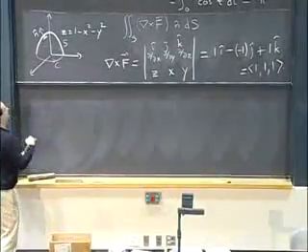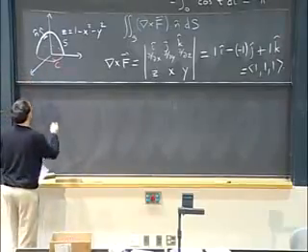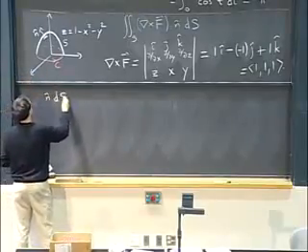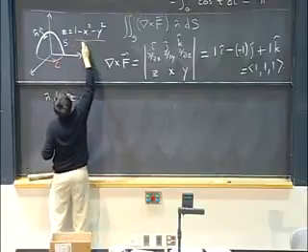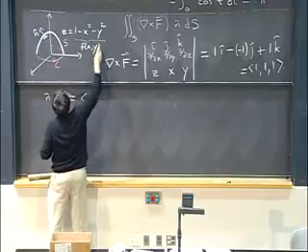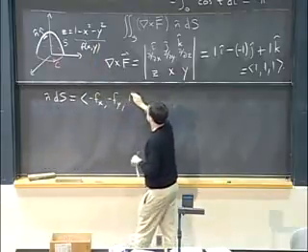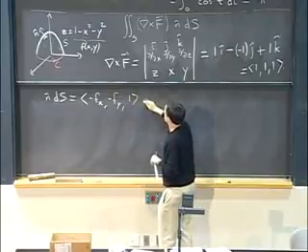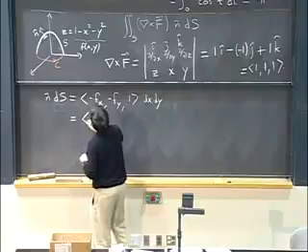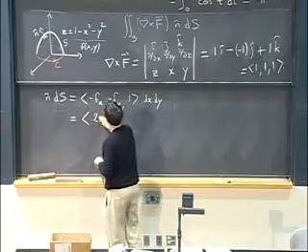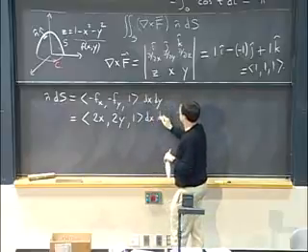Now, what about n dS? Well, this is a surface for which we know z as a function of x and y. So let's call this f of x, y. Then we can use the formula that says n dS equals negative f sub x, negative f sub y, 1 dx dy, which here gives us 2x, 2y, 1 dx dy.